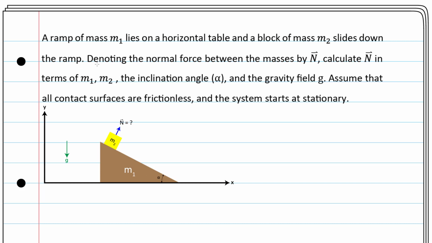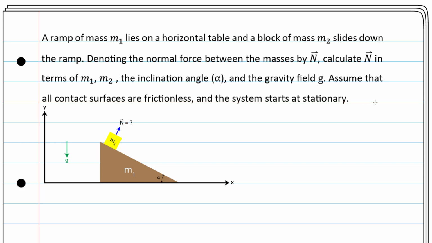A ramp of mass m1 lies on a horizontal table and a block of mass m2 slides down the ramp. Denoting the normal force between the masses by n, calculate n in terms of m1, m2, the inclination angle alpha, and the gravity field g. Assume that all contact surfaces are frictionless and the system starts stationary. Pause the video and see if you can come up with a solution.